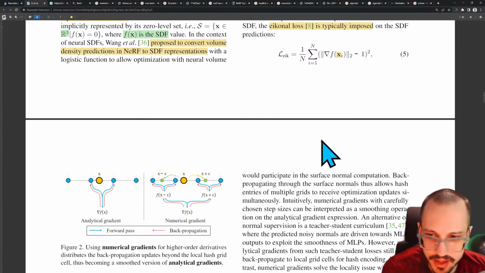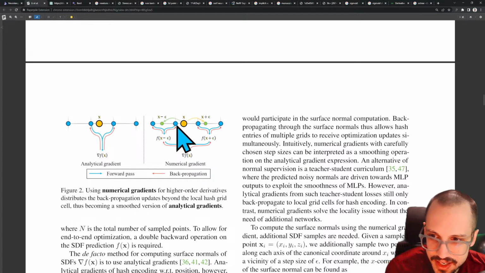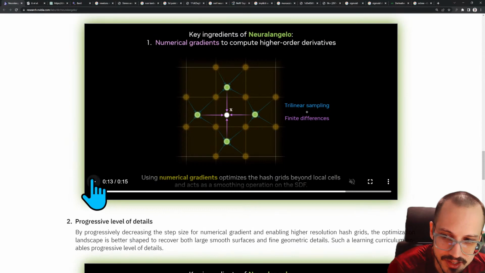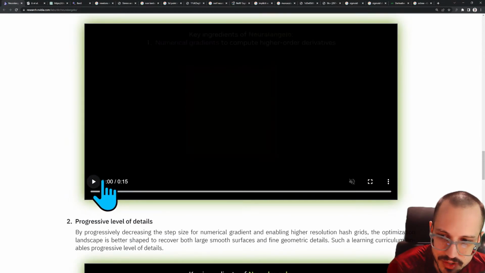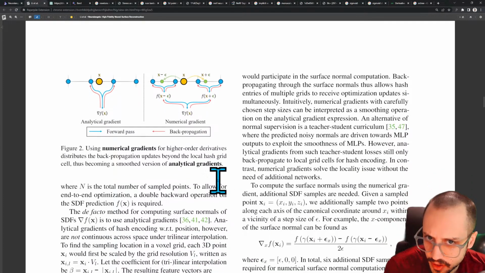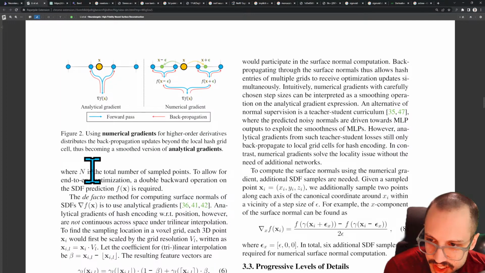Okay, I think we're getting ahead of ourselves. Not only do they have a very nice looking figure, but they also have this little thing here. So hopefully this little GIF allows us to fully understand exactly why they're doing the numerical gradient here, where n is the total number of sampled points.